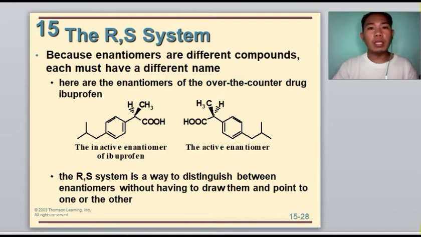What we need is a system to designate which enantiomer is which, for ibuprofen or any other pair of enantiomers for that matter, without having to draw and point to one or the other of the enantiomers. Thus, we have developed, of course, the RS system.